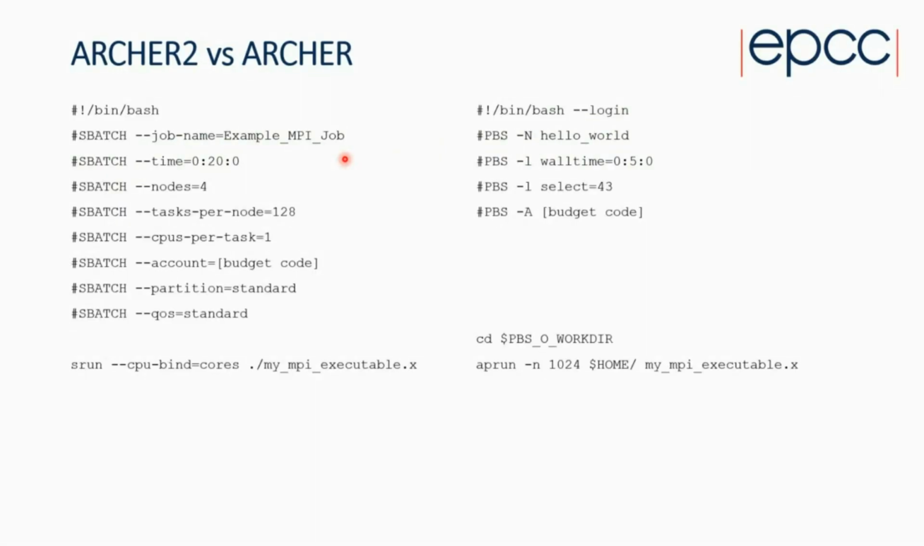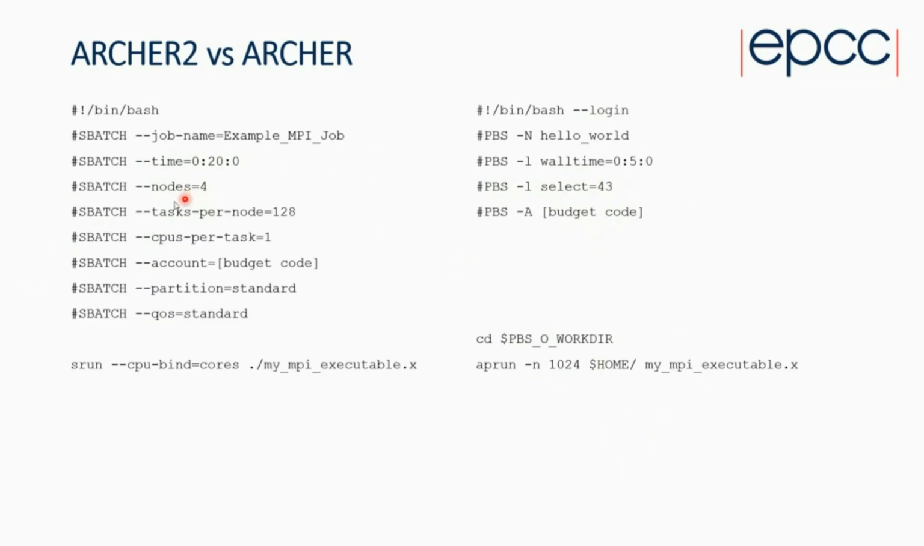I'll answer my questions in a second. Then you have time instead of walltime, but again, it's hours, minutes, seconds you specify here. When we tell it the number of nodes, just like in ARCHER, where we had select equals 43, this here is the number of nodes. Here I'm running 1,024 jobs. I needed 43 nodes.